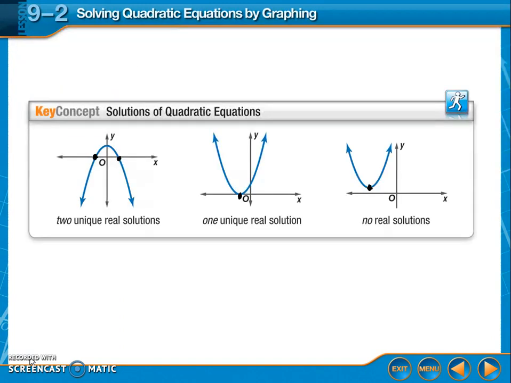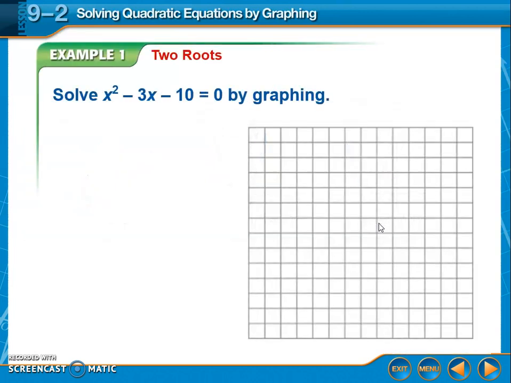Okay, so there's three different types of graphs that are going to give us three different types of solutions. If you have a graph where the graph touches the x-axis twice, that means there are two solutions. If, like in the center case here, it only touches one time, that's the vertex on the x-axis, then there's only one solution. And if it's above or below the x-axis and doesn't touch it at all, then that means there's no real solution to the quadratic equation. So we want to look at this and figure out the solutions by looking at the graph.